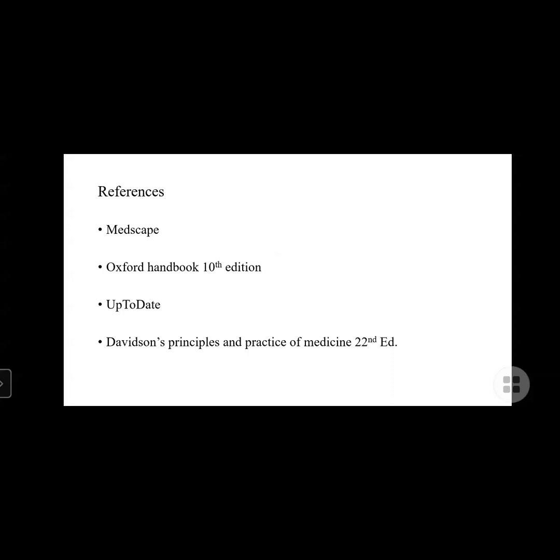Thank you very much, Dr. Vivian, for an excellent job done. We're just looking at the references that you've gotten this information from. Excellent. Thank you for educating us on acute pyelonephritis.